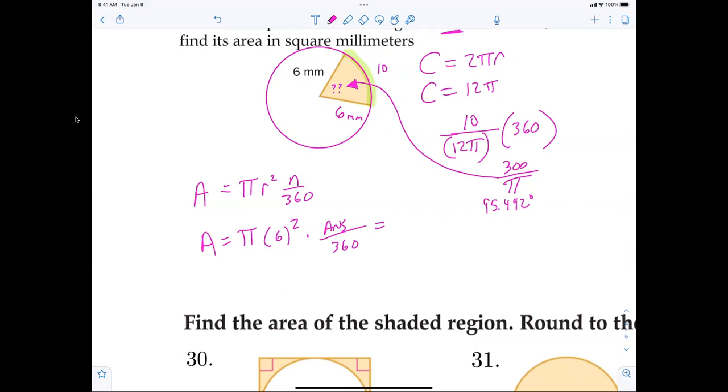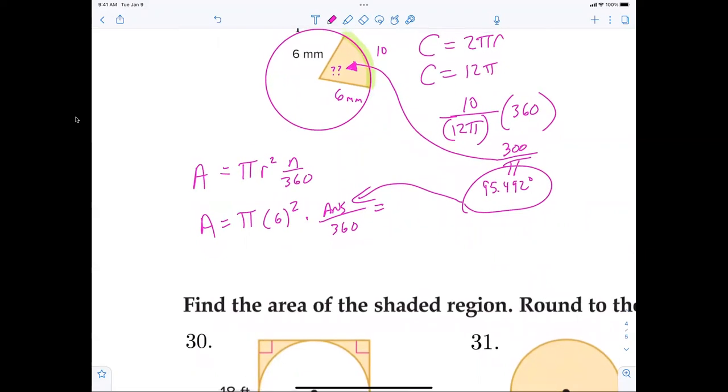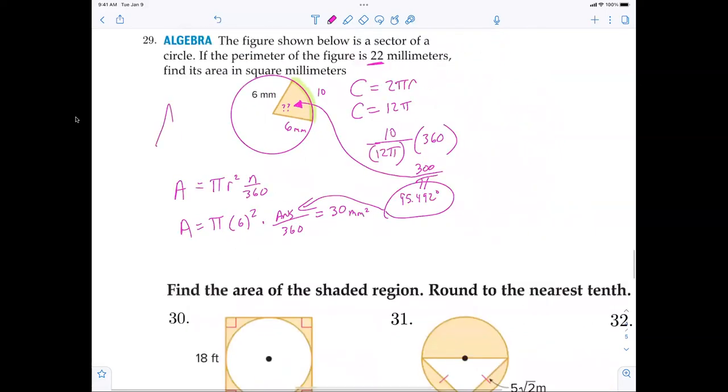Are the answers even like the 95? Yeah, the 95.492. How much was it? Anybody else get 30? Yeah. And we would say 30 millimeters squared. Everybody's good on that? All right, again, put a little star by that. Please look that over. I like that problem. That was really hard.